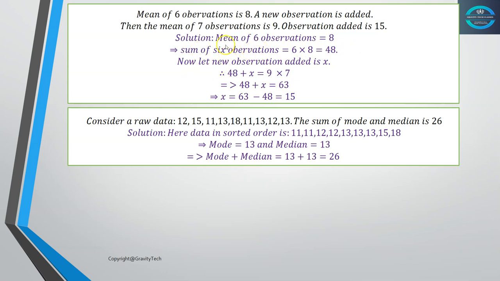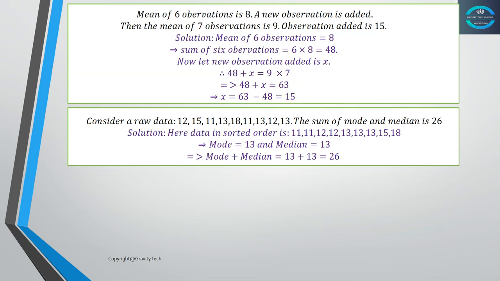But now, to the 6 observations, a 7th observation is added. Let's say the new observation added is X. So when you add all 7 observations, it is 48 plus X. Now the mean is 9. Earlier the mean was 8 and we multiplied by 6 because there were 6 observations. Here the mean is 9 and there are 7 observations, so we will multiply 9 into 7. Correct. So 9 into 7 is 63. So 48 plus X is equal to 63. So X is equal to 63 minus 48. That gives you 15.